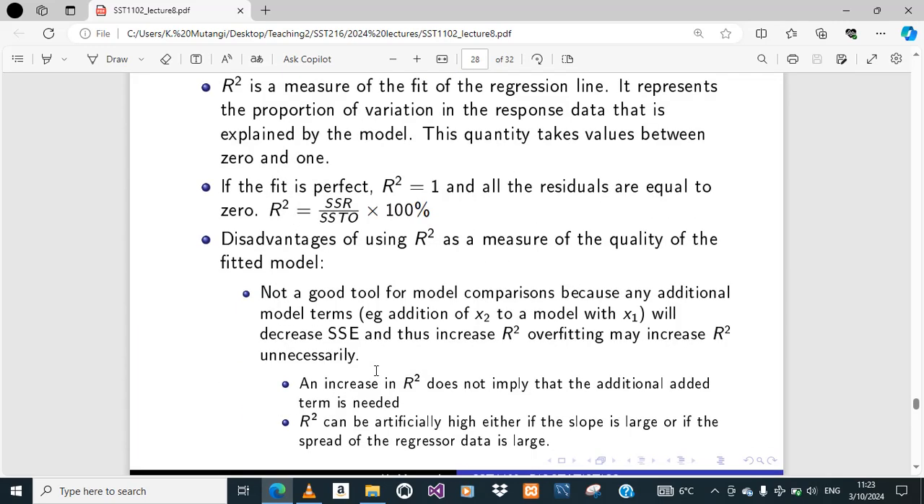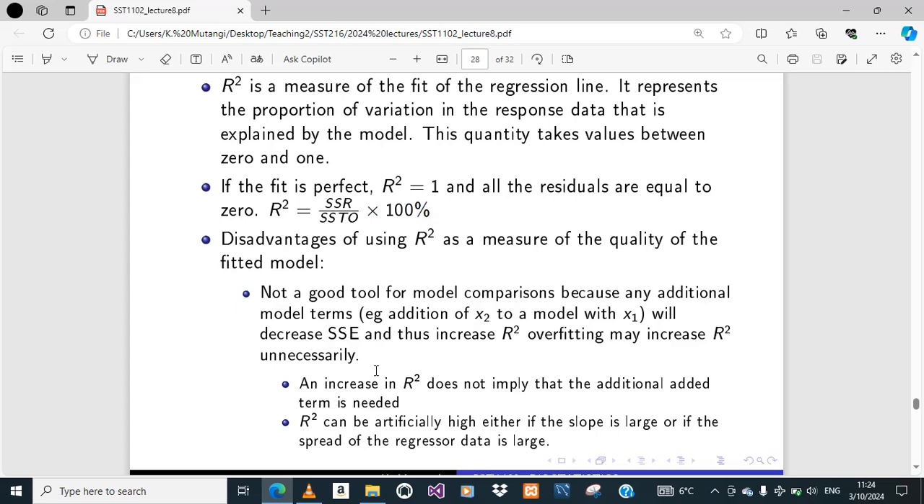Disadvantages of using R squared as a measure of the quality of a fitted model. It is not a good tool for model comparisons, because any additional model term, which means addition of another independent variable to the model, will simply decrease sums of squares for error and thus increase R squared. Overfitting may increase R squared unnecessarily. An increase in R squared does not imply that the additional added term is actually needed.